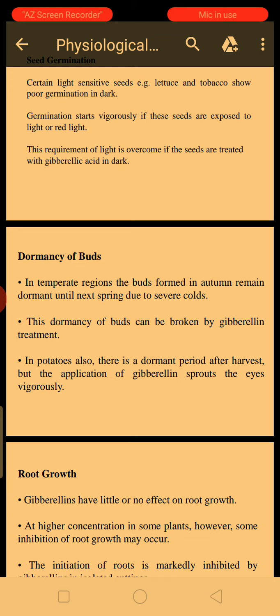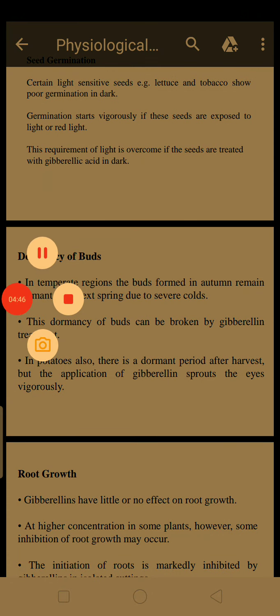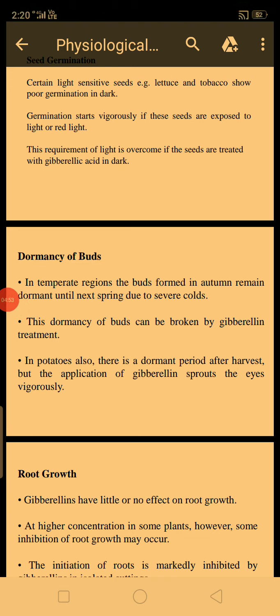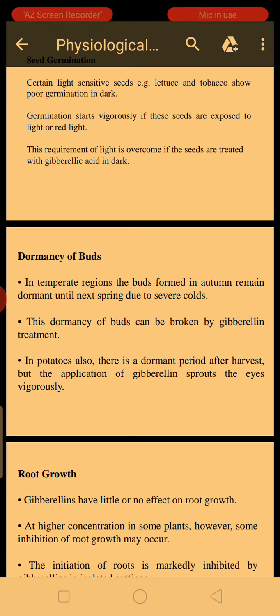Root growth, generally, with respect to gibberellic acid, works inversely. At higher concentrations, in some cases, it has been reported that root growth may decline. The initiation of roots is markedly inhibited by gibberellic acid in isolated cuttings. So whenever we are talking about cuttings, generally for root initiation we use auxin and some cytokinin, but we never use gibberellic acid.